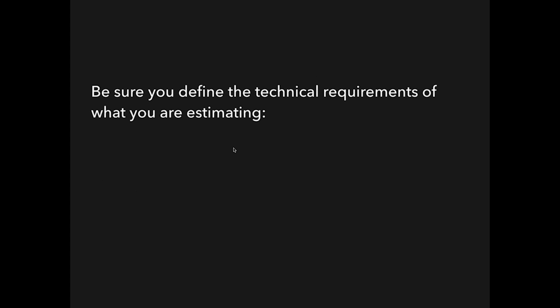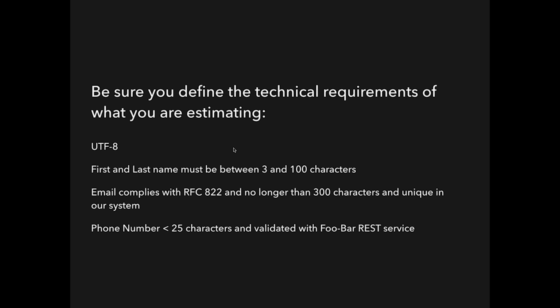And also, when you're making requirements, be sure that you include the technical or functional requirements. For example, what is our encoding going to be? What are the fields in the database going to be? Now, if you notice here, for the phone number, it's got to be less than 25 characters, and now we're going to be validating with some foobar REST phone service out there.